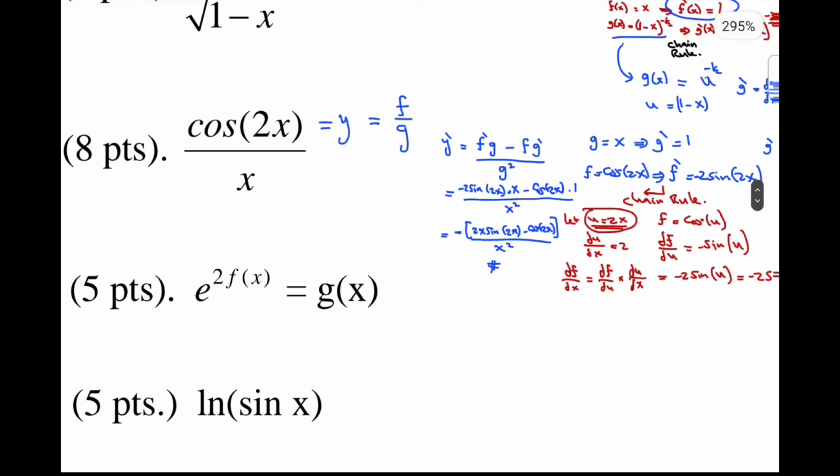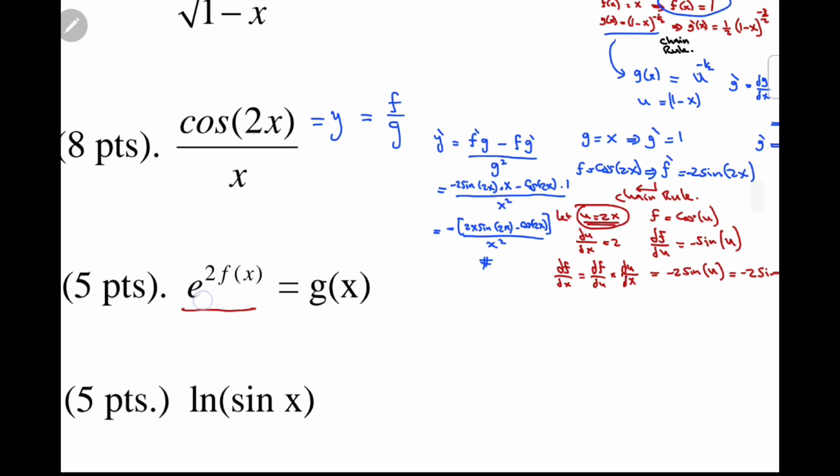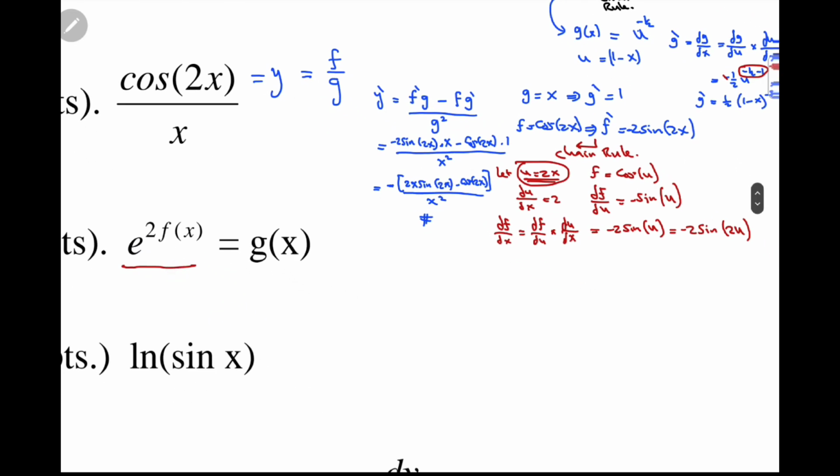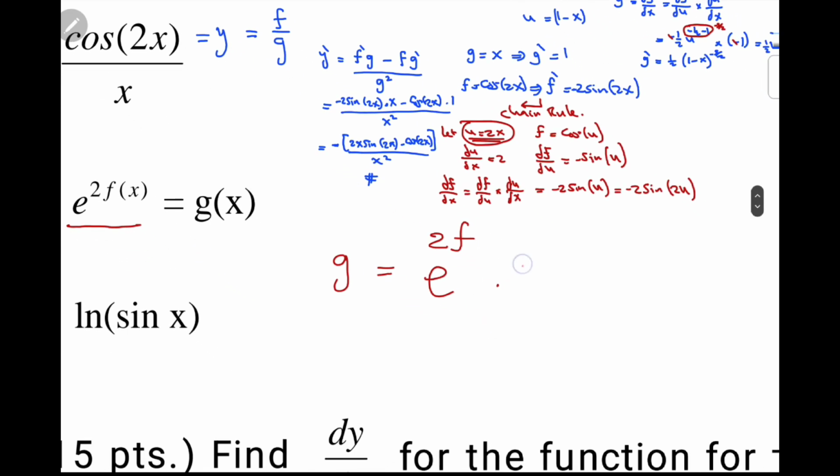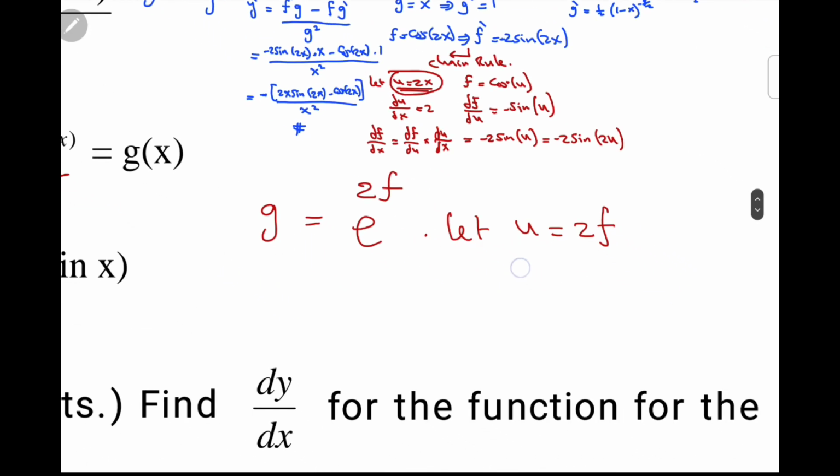What about question C? Find the derivative of this. Again, here we have to use the chain rule. So remember that g equals e to the f. So we say let u equal 2f. Okay, then we have g equal to e to the u.